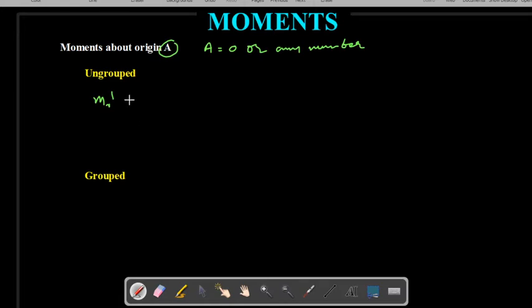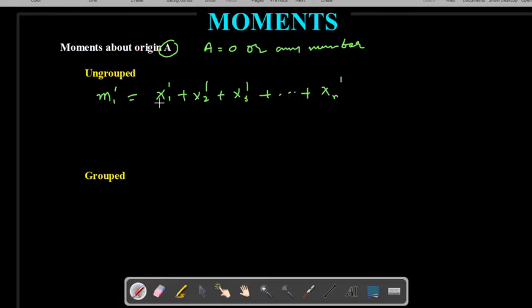So m r dash is equal to, for ungrouped data, what will come? We have a set of moments like first moment, second moment, third moment. So how to write all the moments? First I will write the first, then we will write the general form. First moment M1 dash equal to sum of all the entries by n, that is x1 power 1, plus x2 power 1, plus x3 power 1, plus etc., plus xn power 1.